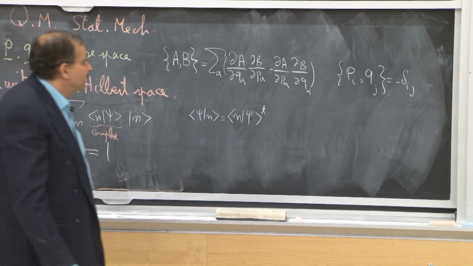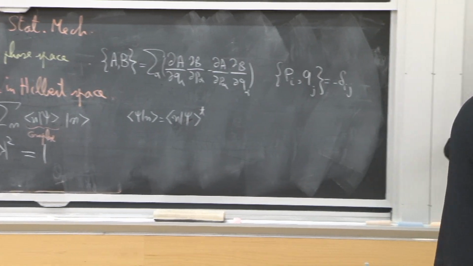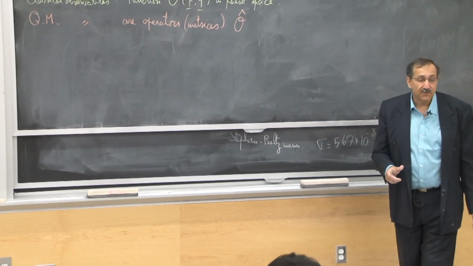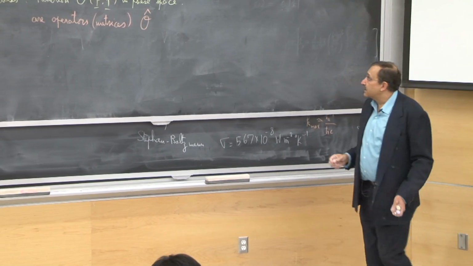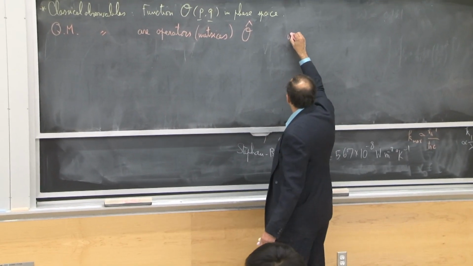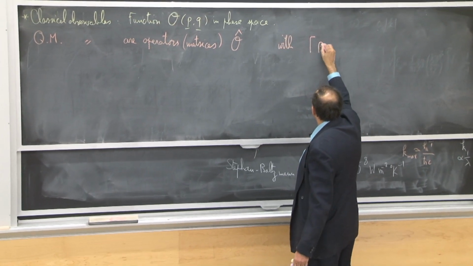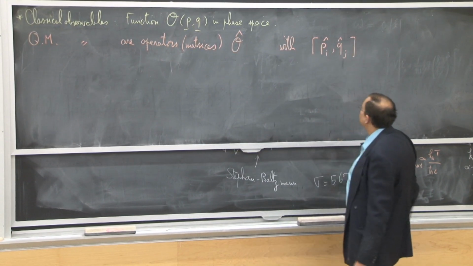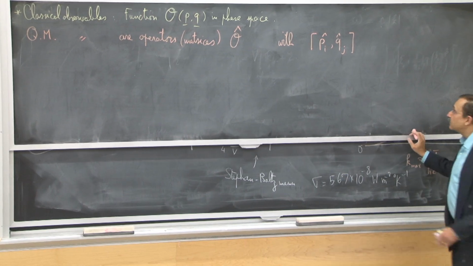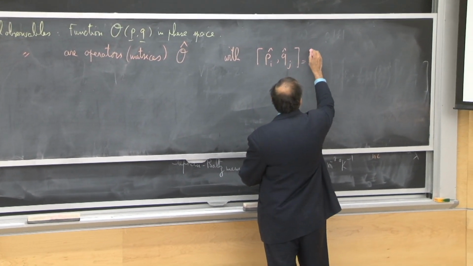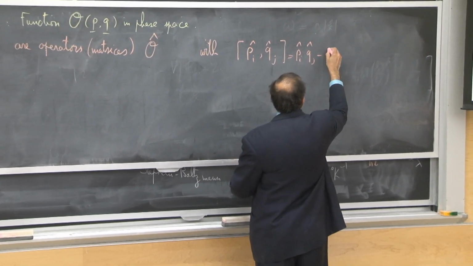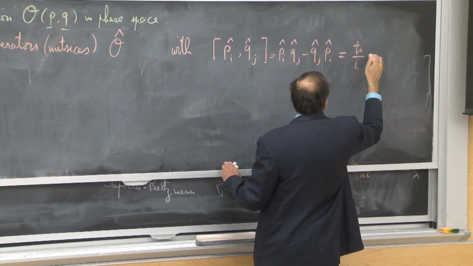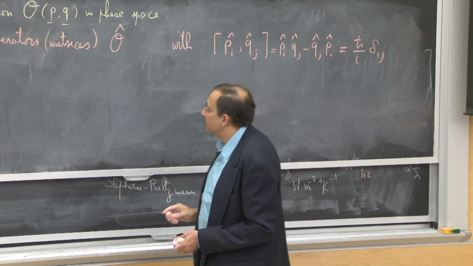Okay? So this structure somehow continues in quantum mechanics in the sense that the matrices that correspond to P and Q satisfy the condition that P_i and Q_j, thinking of two matrices, and this is the commutator, so this is P_i Q_j minus Q_j P_i, is h bar over i delta ij. Okay.